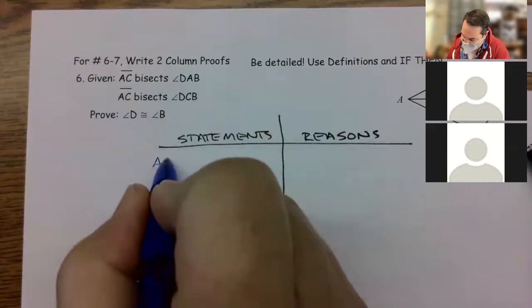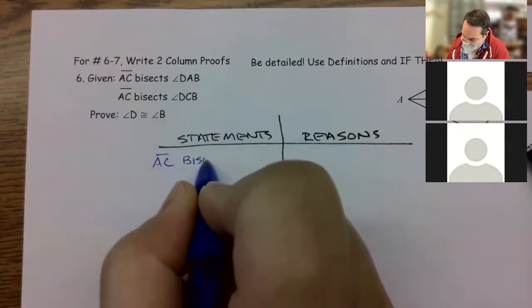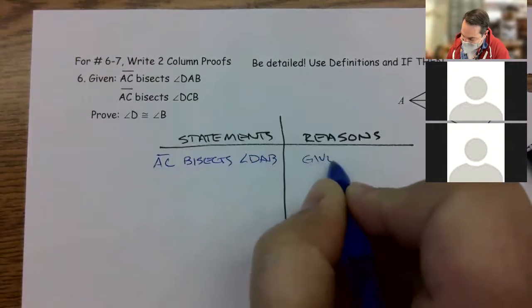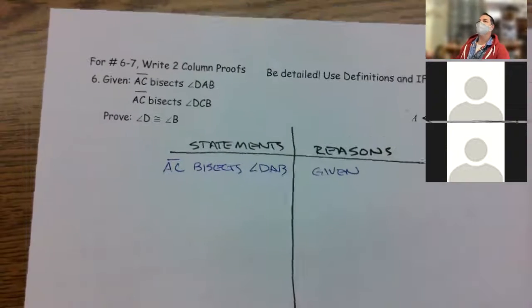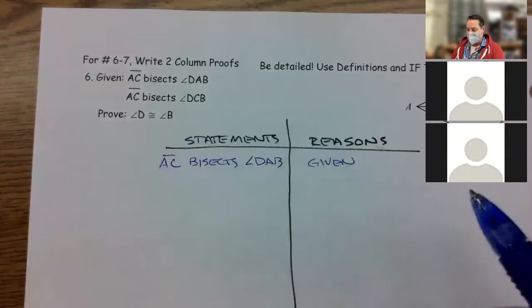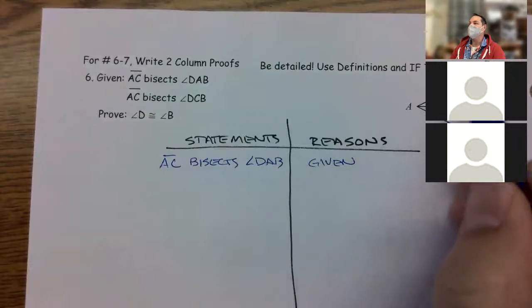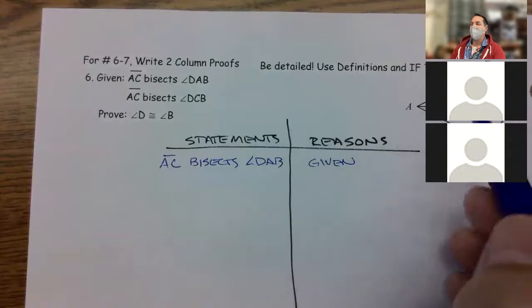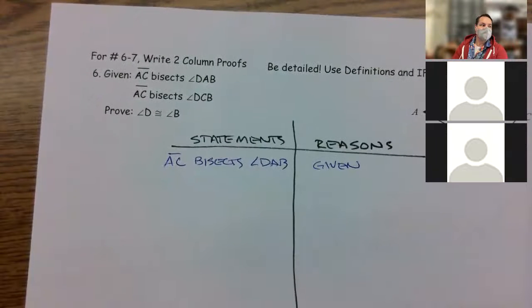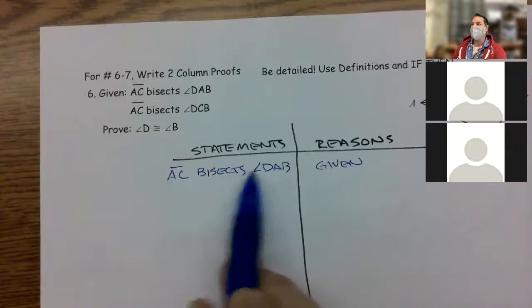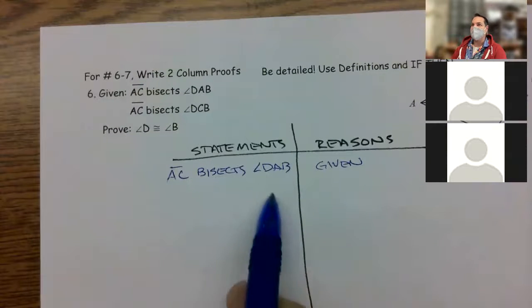Take my first given. AC bisects angle DAB. My reason for that is given. Now, before I move on to my second given, I'd love to be able to take the information from this given and put it up here. I'd love to be able to draw it in my picture. But really what I need to have is a congruence thing. I need to have something that says these are congruent, not something that leads me to believe that they're congruent. So I need to change this statement into something else. I need to extend it.